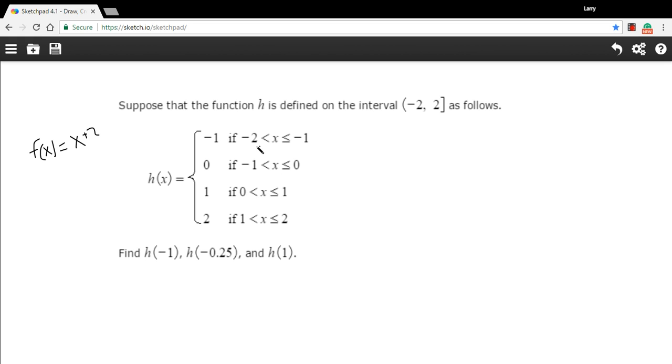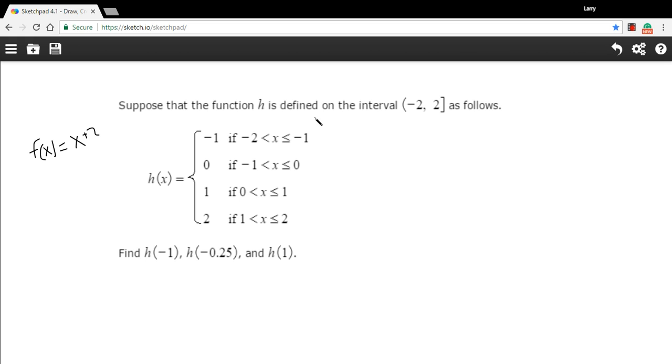So if you look at this one, if x is between negative 2 and up to and including negative 1, the value of the function is 1. If it's between negative 1 and 0, the function value is 0. If it's between 0 and 1, the function value is 1. If it's between 1 and 2, the function value is 2. So this function is defined just for these ranges, this interval.